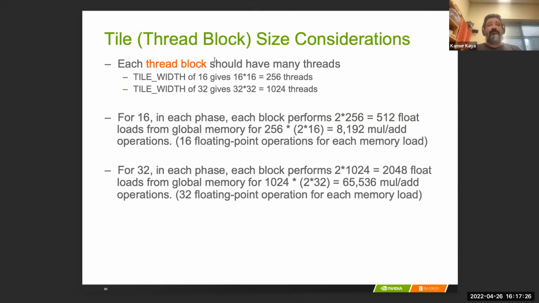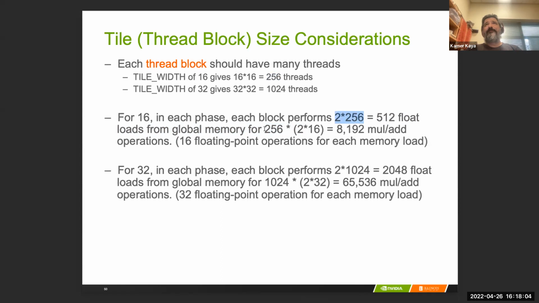Okay, so what is the optimum tile size then? Each thread block should have many threads. Tile width of 16 gives 256 threads. Tile width of 32 gives 1024 threads. For 16 by 16, in each phase, each block performs 512 float loads from global memory. Why? Because tile size is 256. I have matrix M, matrix N, so I bring 1 element per thread from each of them. So it is 2 times this.